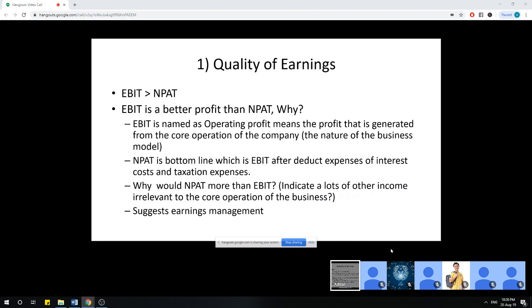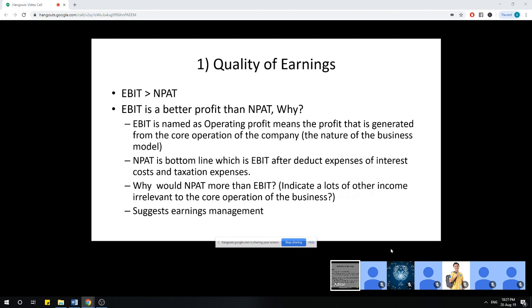First one is, we want the EBIT always higher than net profit. Because EBIT is a better profit than net profit, as I mentioned, EBIT is the core operating profit. When the net profit is higher than EBIT, you have to raise your eyebrows already. Why can the net profit be higher than EBIT? I think normally it's all in the other income and other expenses.